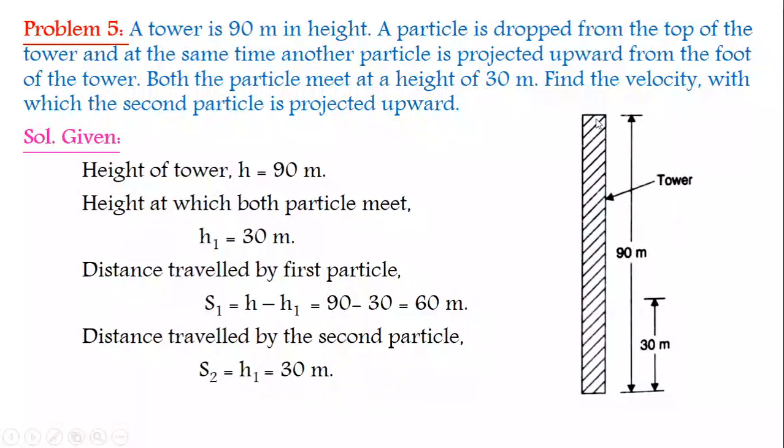A tower is 90 meters in height. One particle, particle 1, is dropped from the top of the tower. At the same time, another particle, particle 2, is projected upward from the foot of the tower.